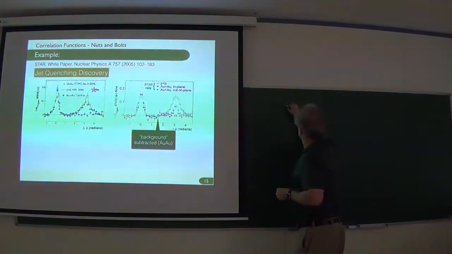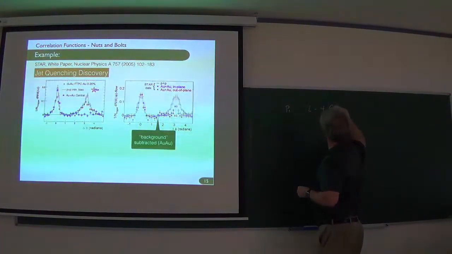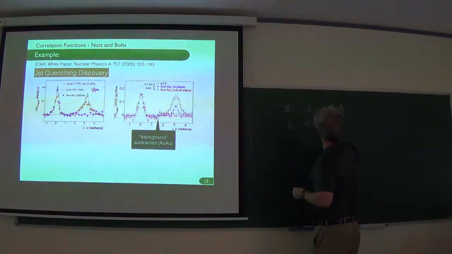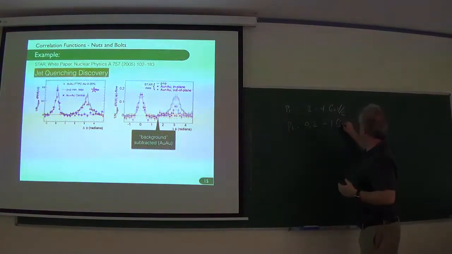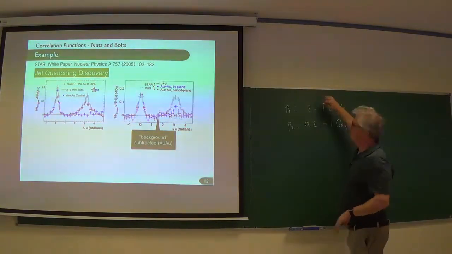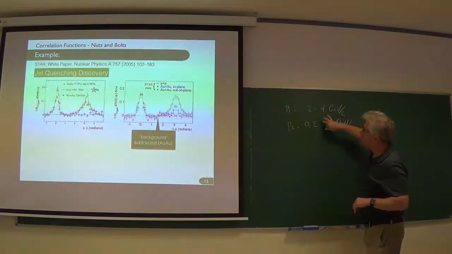So you have a measurement involving two particles. I think the first particle was 2 to 4 GeV/c, and the second particle was in 0.2 to, if I remember well, 1 or maybe 2. The point being that you have a so-called hard particle, a high pT particle, and a low pT particle.